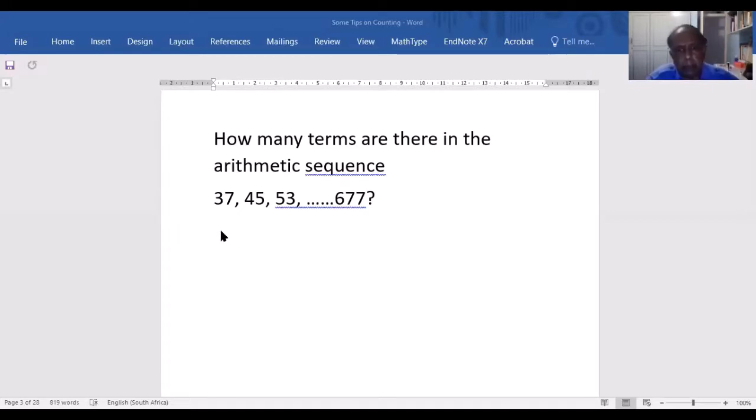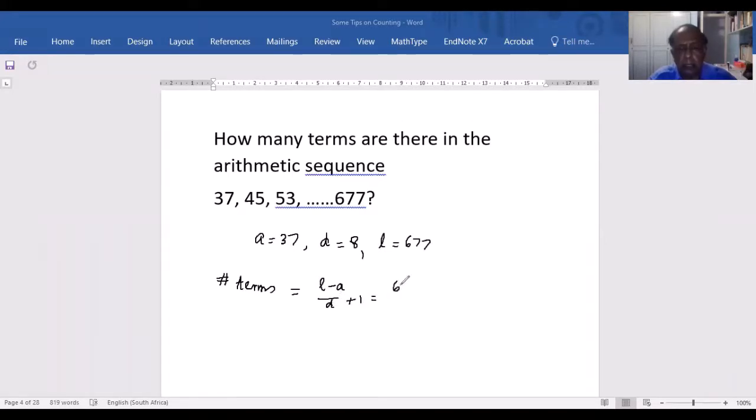In this example, you see that your A, your first term, is 37. Your D is what you're adding all the time. You're adding 8. And your last term is 677. So therefore the number of terms, that's a symbol for number of terms, is equal to, what did we say? It's L minus A over D plus 1.